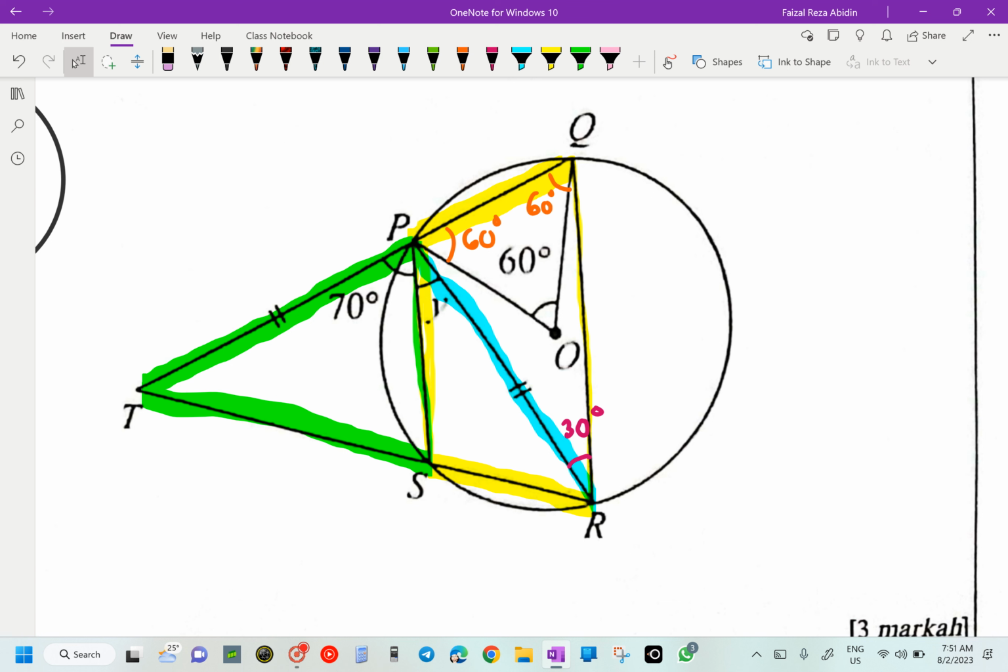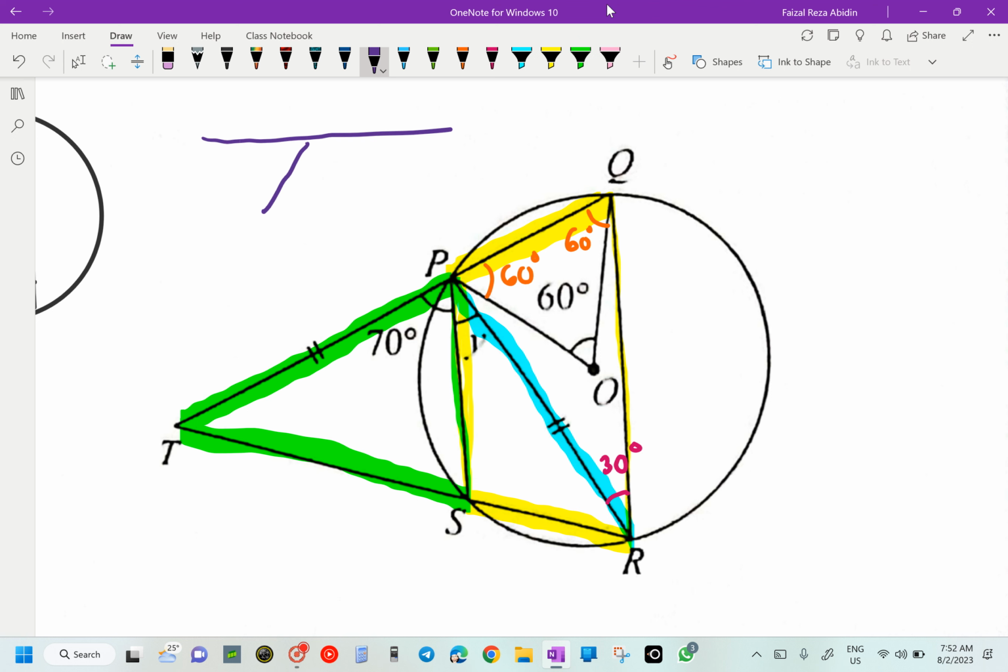So where is 30 degree? Which one is going to be 30 degree there? Look at the P. Tengok dekat P. Kamu dah ada 70. Kamu dah ada 60. Betul tak? So over here, you got another two more angle, which is your Y and also the other angle that we don't have over here. So both of the angle here, I'm gonna get 30 degree. Why? Because 180 minus 70 minus 60. Am I right?